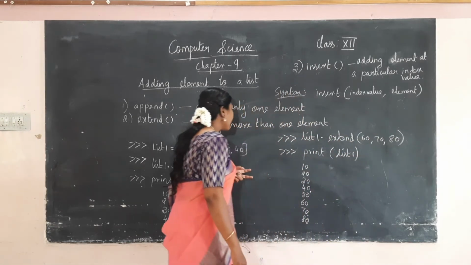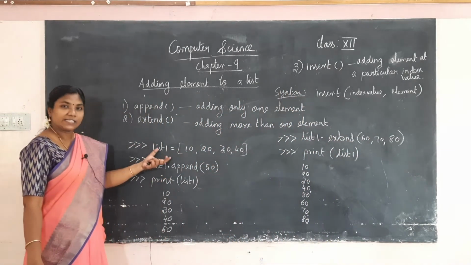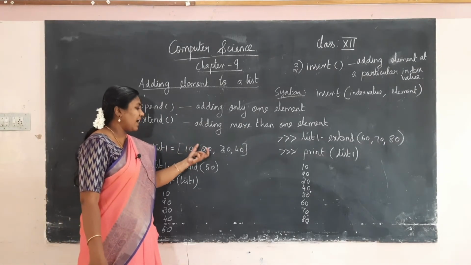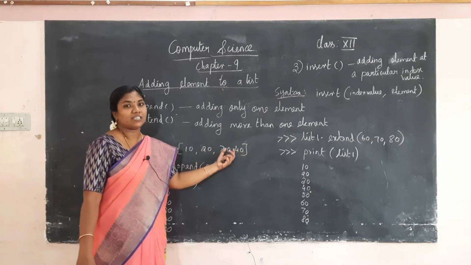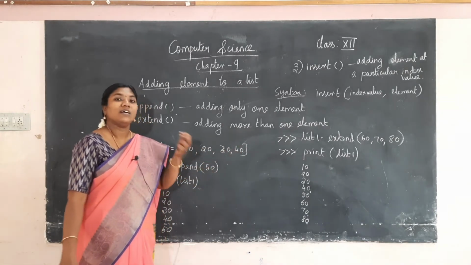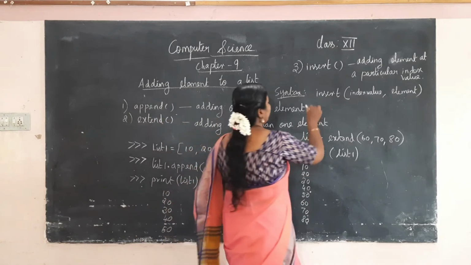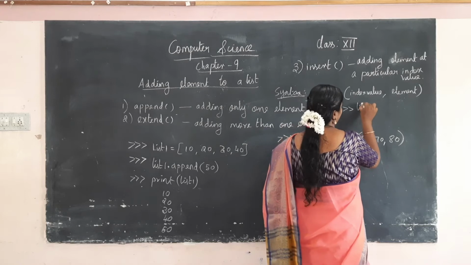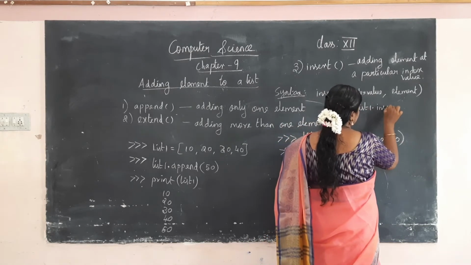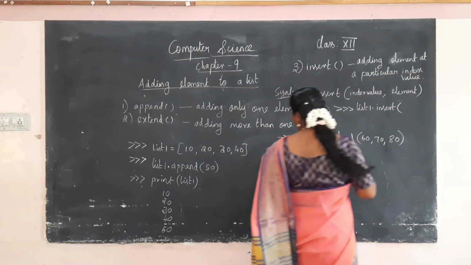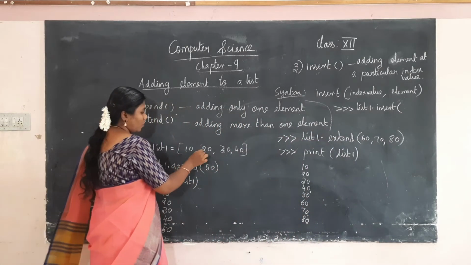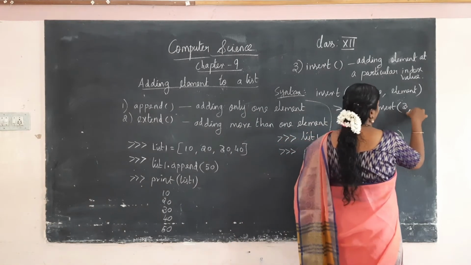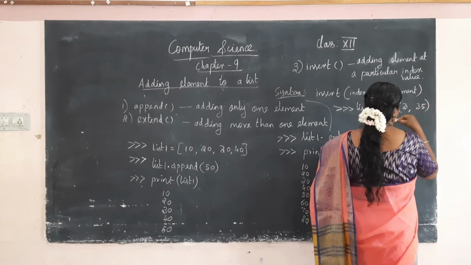Suppose I already have list 1. Suppose I want to insert a value 35 between 30 and 40. Then how should my Python statement be? List 1 dot insert. What is the index value I want? 0, 1, 2, 3. So at the third index value I want to have my element 35.